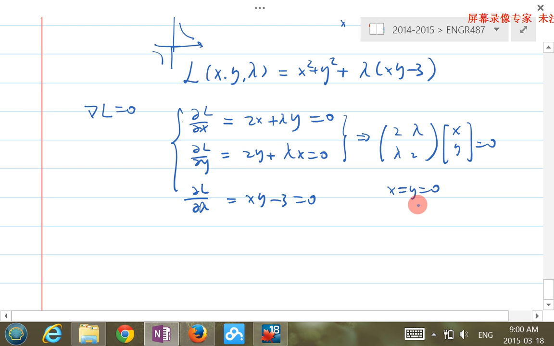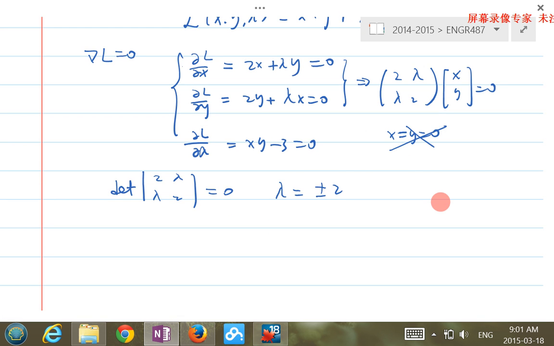Why? Because this is not on the constraint, it's not on the curve. So this is not good. To make this 0, the other condition is that the determinant of this matrix be 0, so that you can't take the inverse anymore. So basically the determinant of this matrix must be 0, and that gives us lambda equal to positive and negative 2.